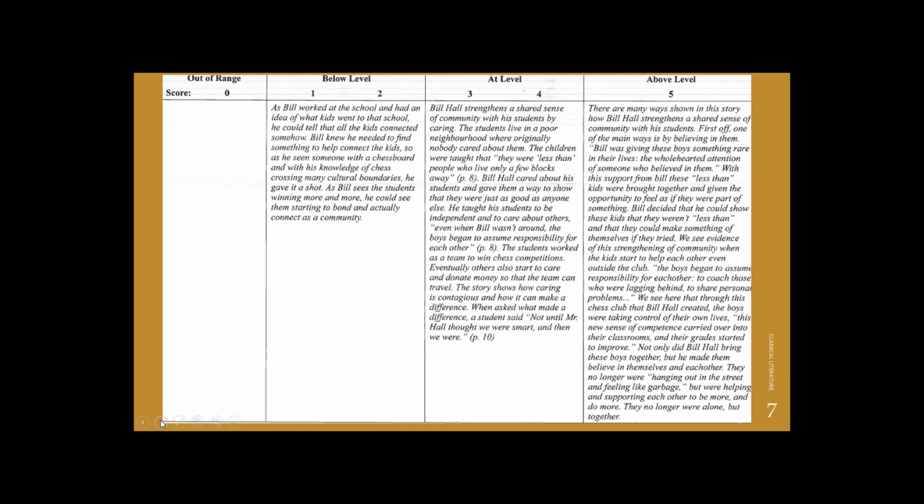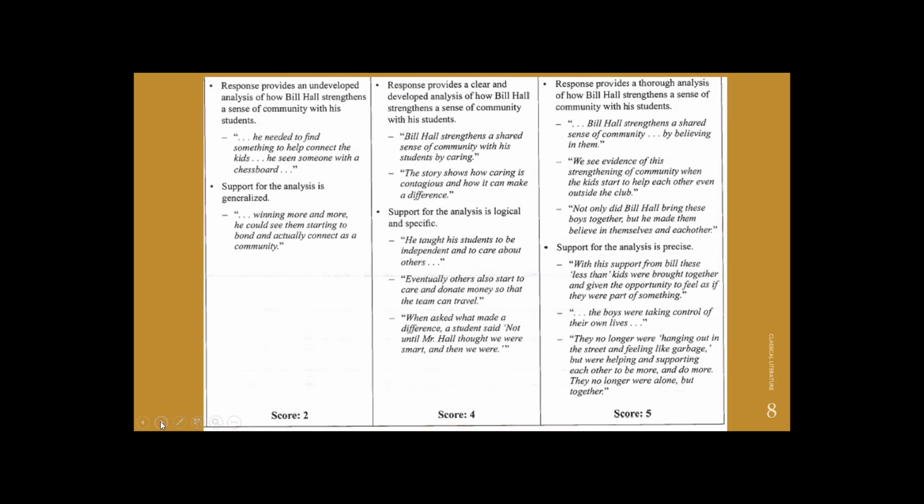So look these over in your readings package so you get a more familiar sense of what constitutes a level 5. So in their analysis, the government said this particular answer gave a thorough analysis with these supports, right? This one, he provided a clear and developed analysis with these sentences and supports. The bad one, it says it's very underdeveloped. He needed to find something. Support winning more and more. So it's just not enough, right? It's not specific. There's not enough supports, etc.